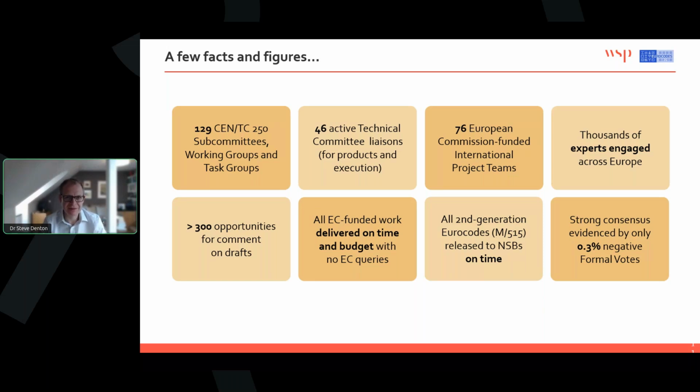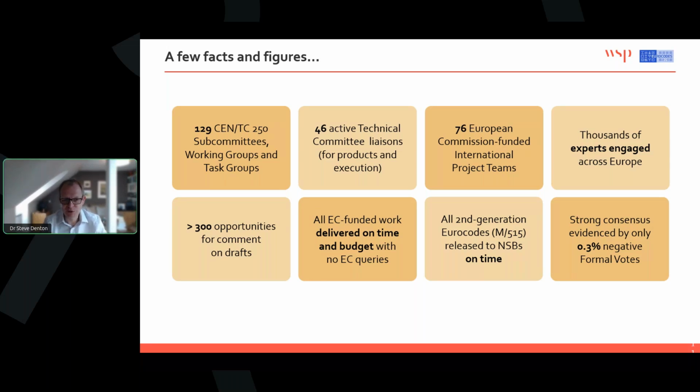Building consensus and transparency was fundamental to the work. And so, of course, we have followed all of the usual standards development, CEN and BSI processes, but we've also built in many, many additional opportunities for comment. Over 300 formal opportunities for comment during the development of the documents. Every time with those comments that we received, collated, responded to by expert panels. So just a huge amount of work there.